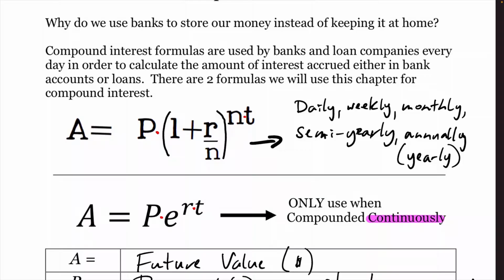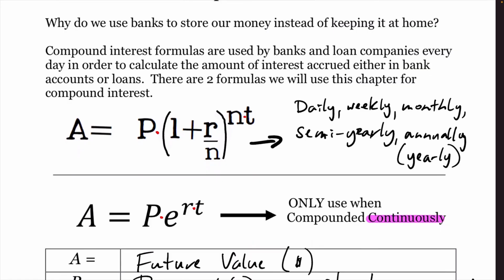How often do they compound? It means how often are they putting money into your bank account? Some banks do it daily. Some do it weekly, monthly, quarterly. Quarterly means 4 times a year. Yearly means once. Okay, my bank I think is yearly. I think they do it yearly.